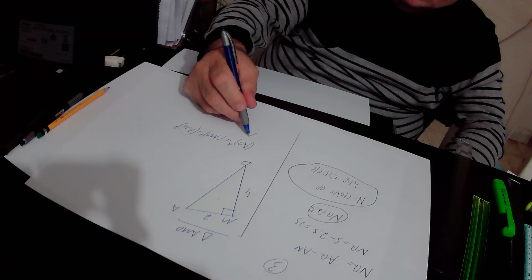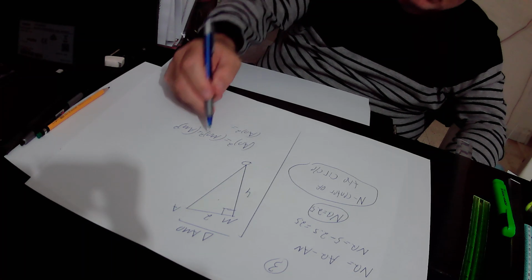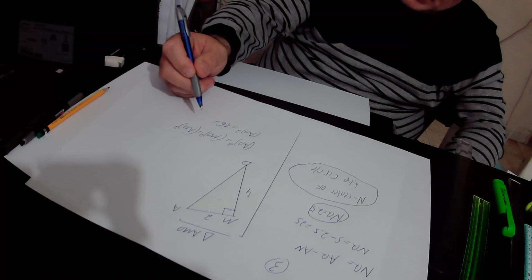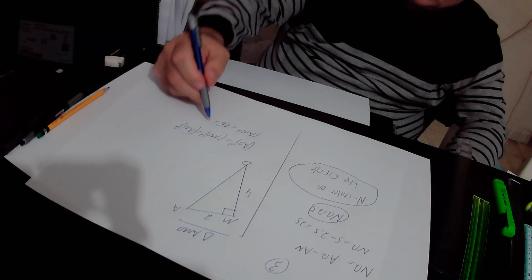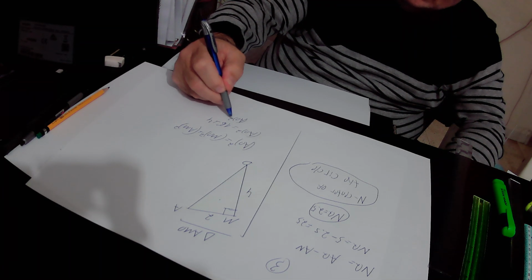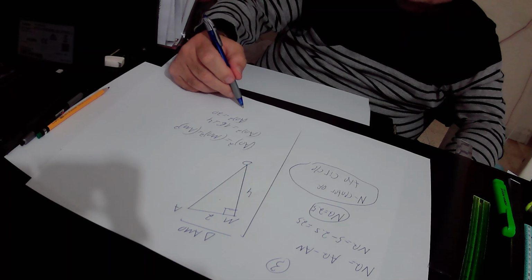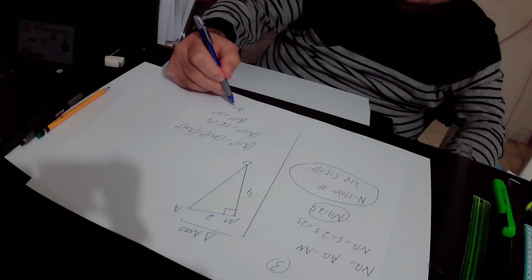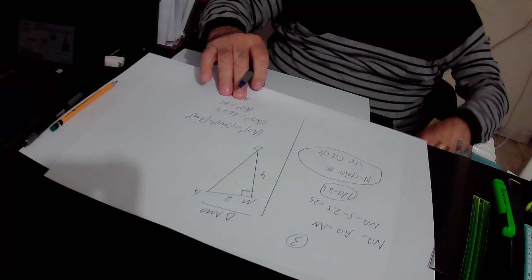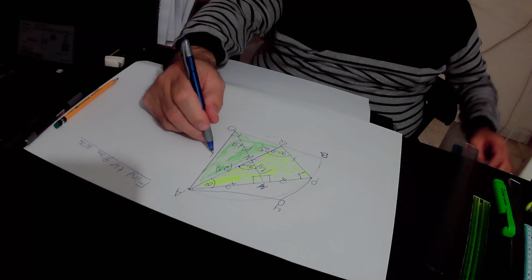So AO square, the square of the hypotenuse, must be equal to MO square. MO is 4, therefore MO square is 4 squared, that is 16, plus AM square. AM is 2, therefore AM square is 2 squared, that is 4. So AO square equals 16 plus 4, that is 20. Taking the square root, we get that AO equals the square root of 20 units.